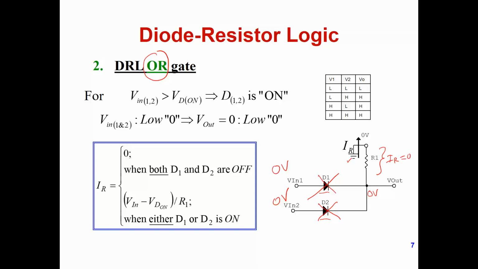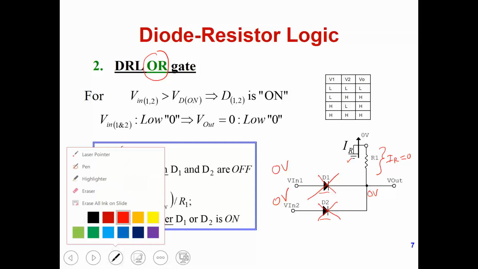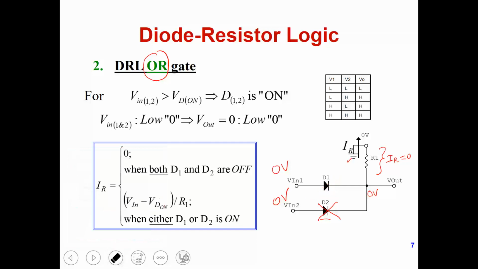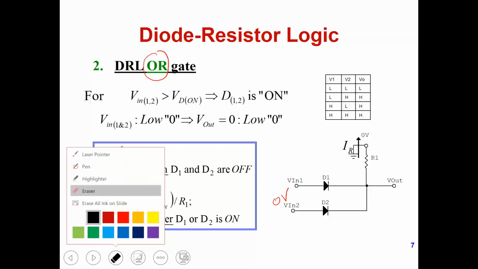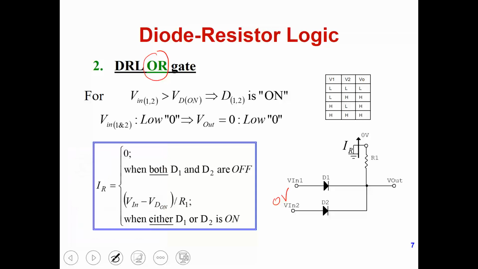Okay, and the differential voltage across the resistor will be 0. Okay, now how about if we have one of the inputs, let's change it. Let me erase this a bit. So this is the eraser, okay? So let's change one of the inputs to a high voltage. So this is, let's say for example, 5 volt.